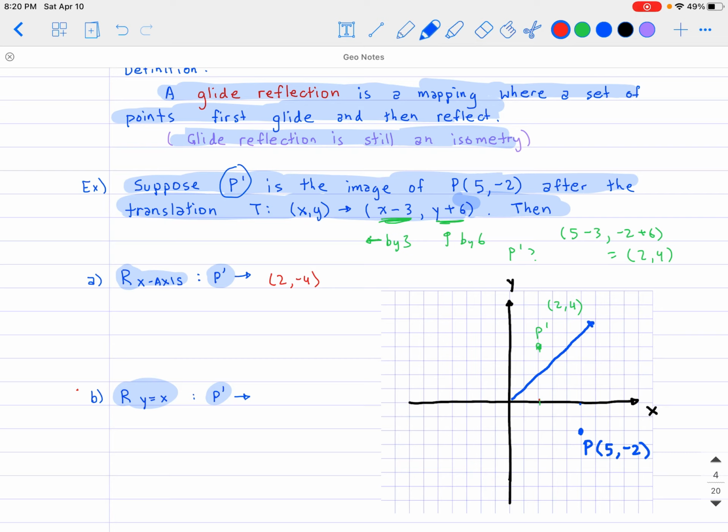Remember, this line y is equal to x has a slope of 1, and that usually plays a critical part when it comes to finding the reflection. The slope of the line that is perpendicular to the line y is equal to x should have a slope of -1. So from this point P prime, I'm going to draw with a slope of -1, and right there, you can probably see where the point is going to be. That is the location of my image after my gliding and also my reflection. It looks like the point is going to be (4, 2). So that's going to be my answer, (4, 2).